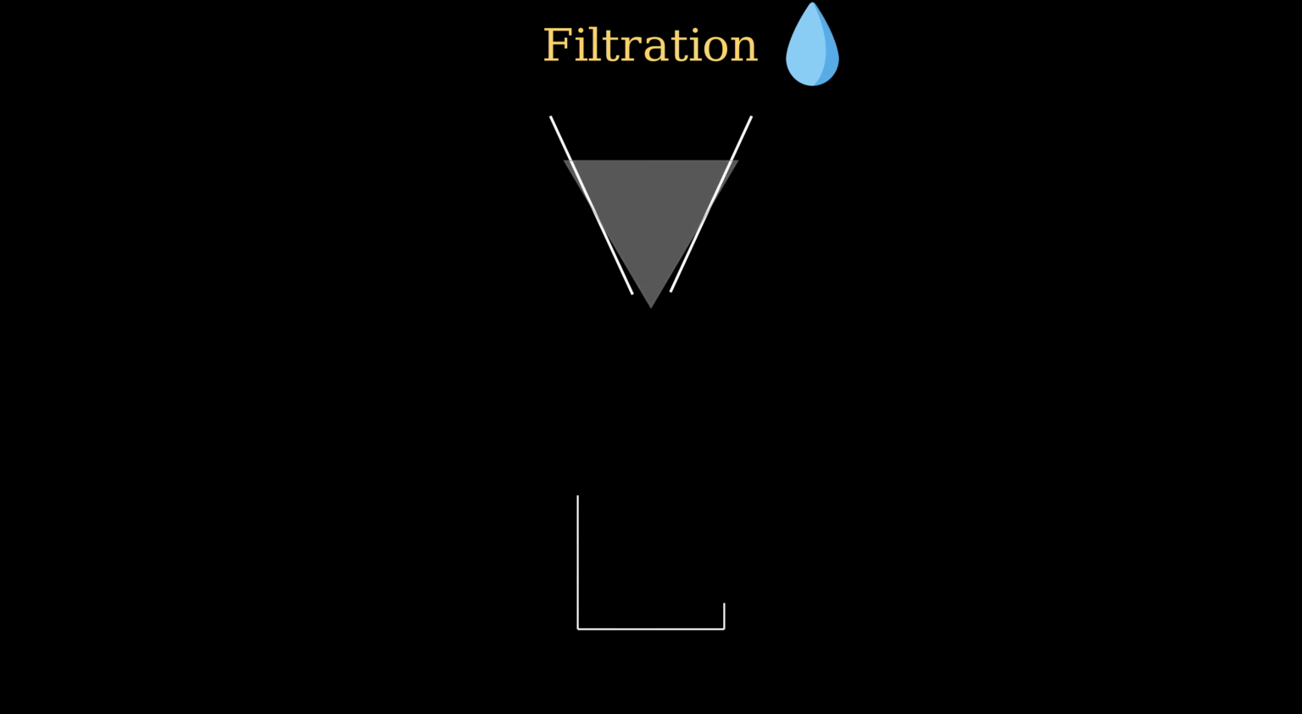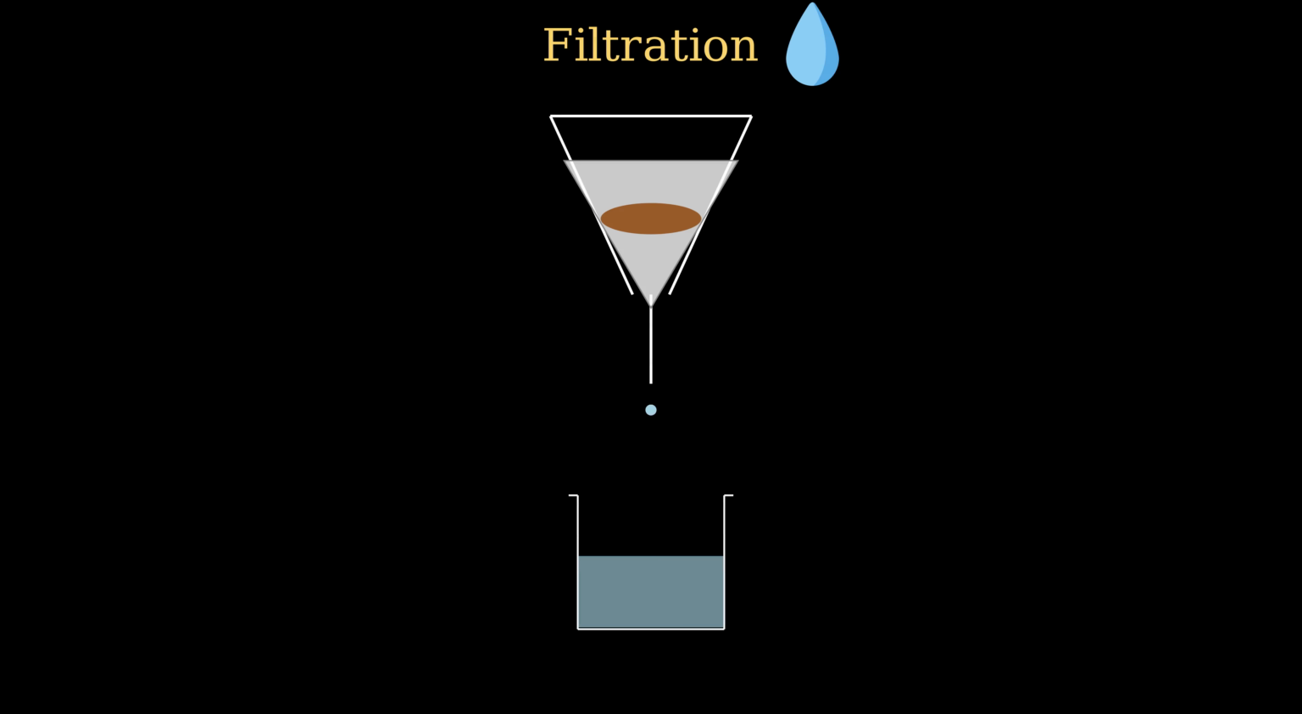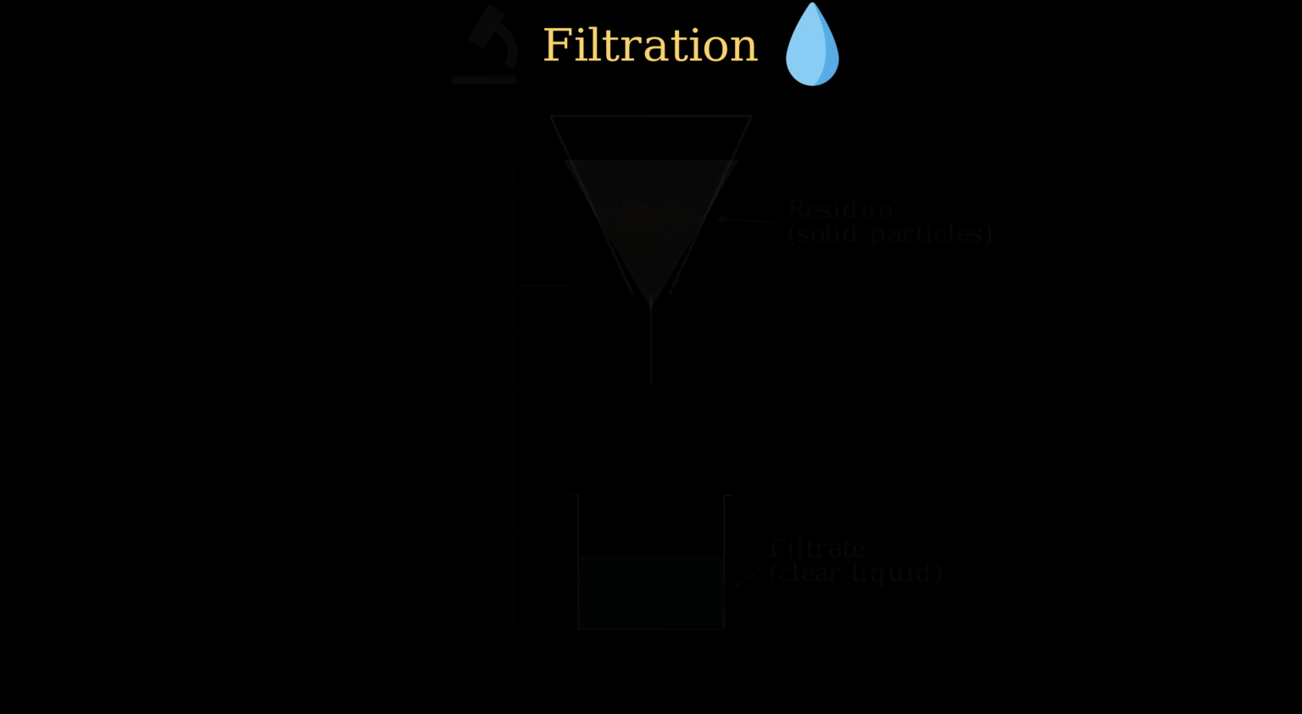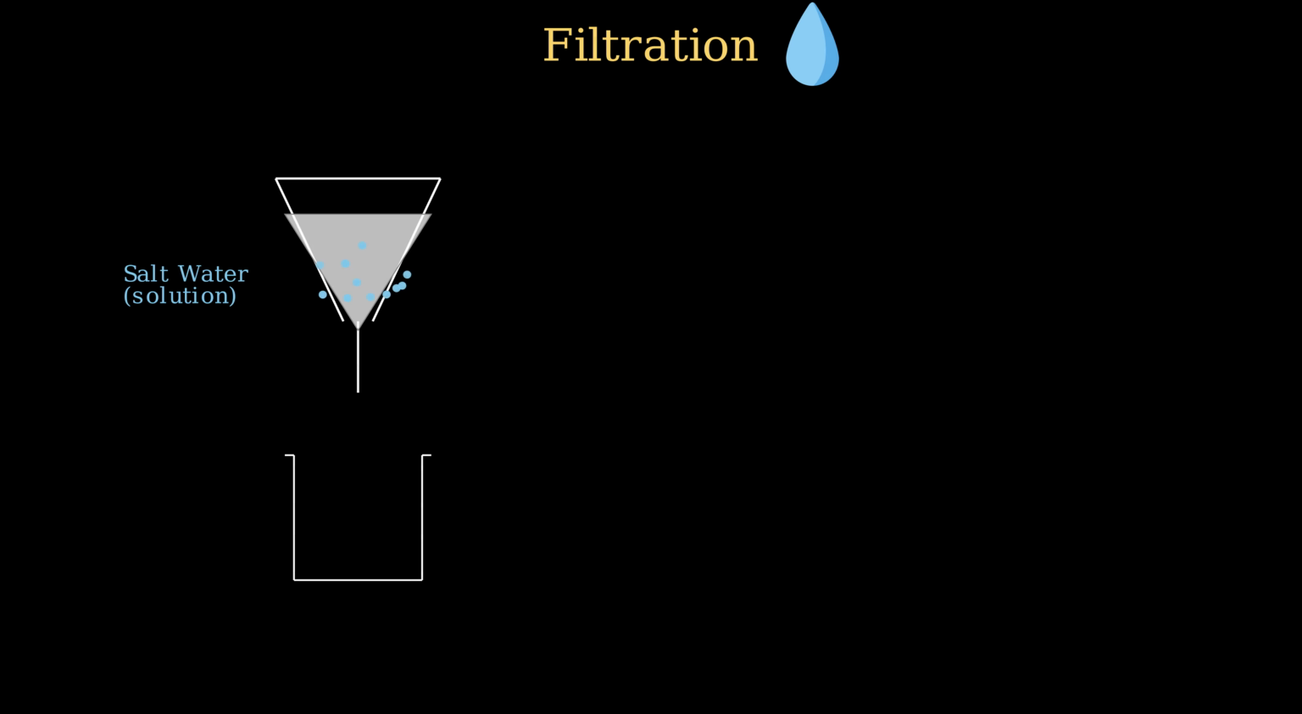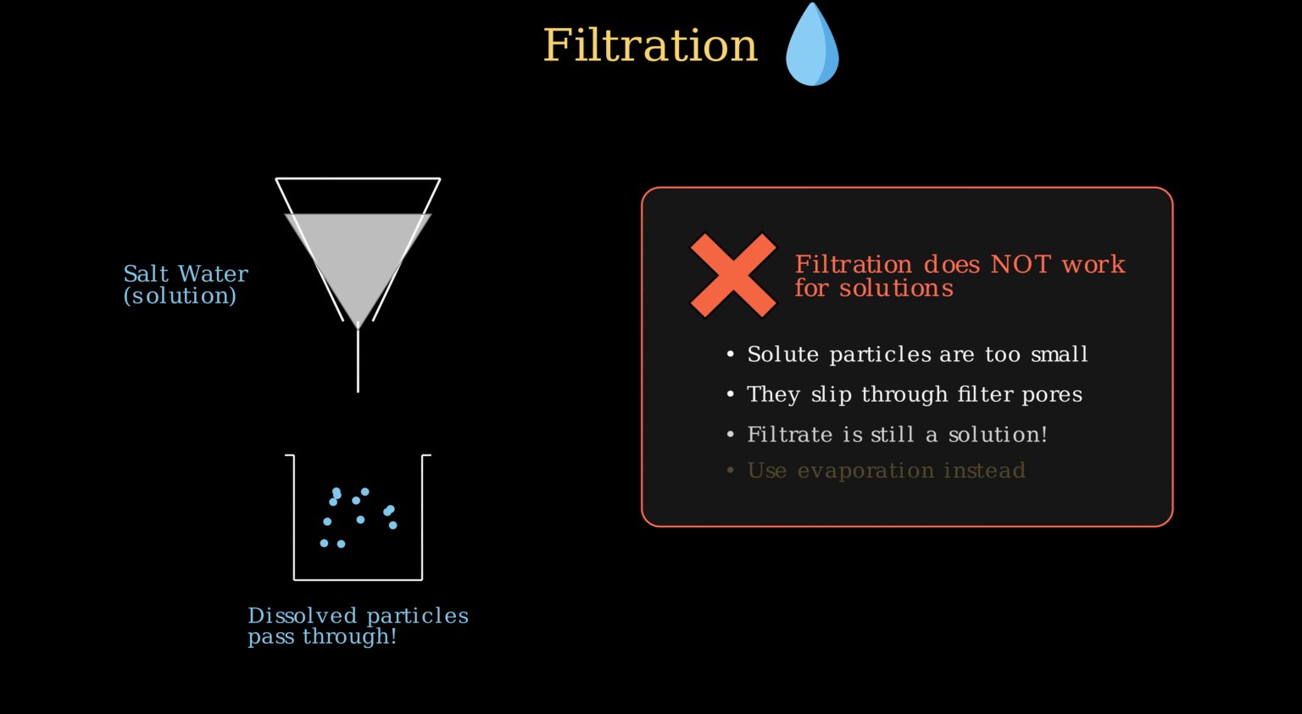The liquid that drips through is called the filtrate. It should be clear or nearly clear of particles. The solid left on the paper is called the residue. Filtration does not work for solutions because the solute particles are too small. They pass right through the filter paper with the liquid. This is why we use evaporation for solutions instead.